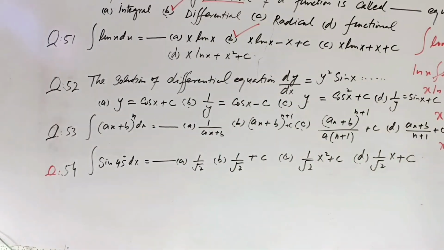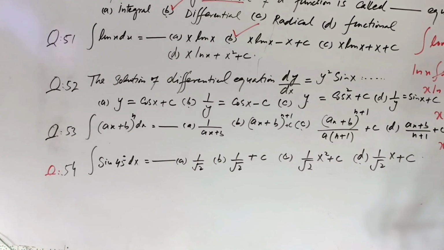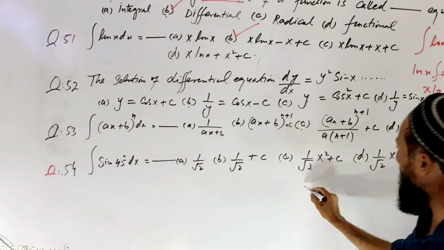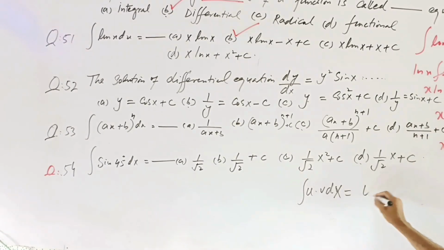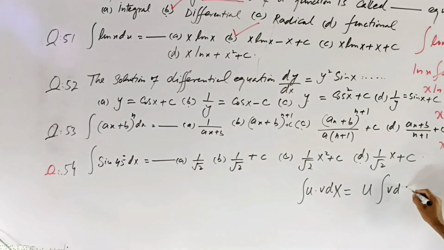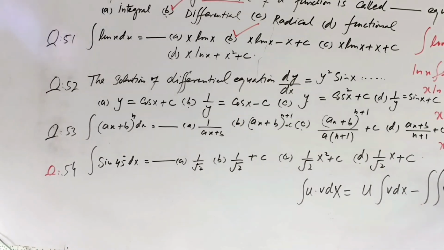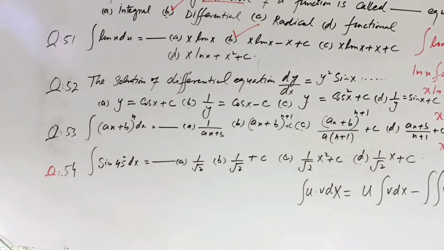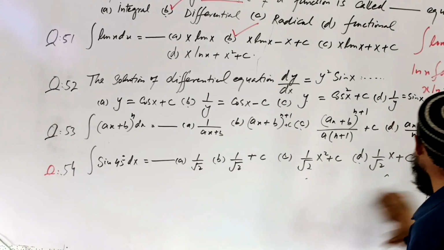If we are using the integration by parts formula, we consider one function u and the other function v. According to the integration by parts formula, I am writing the formula: integral of u times v dx equals u times the integration of the second function, minus the integral of the integration of v dx times the derivative of the first function, dx. I have used this formula. That is called integration by parts.